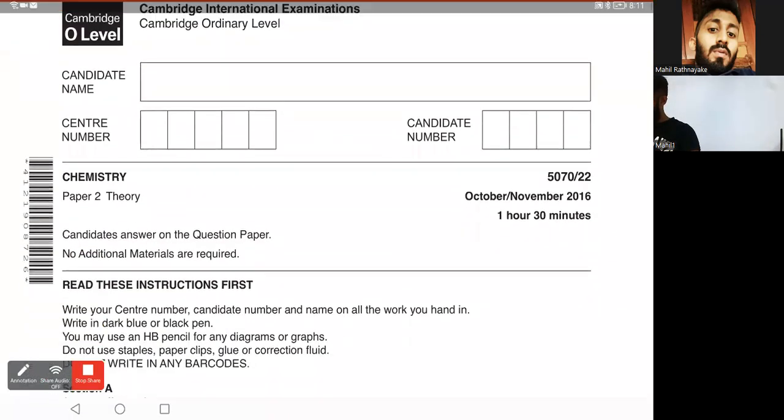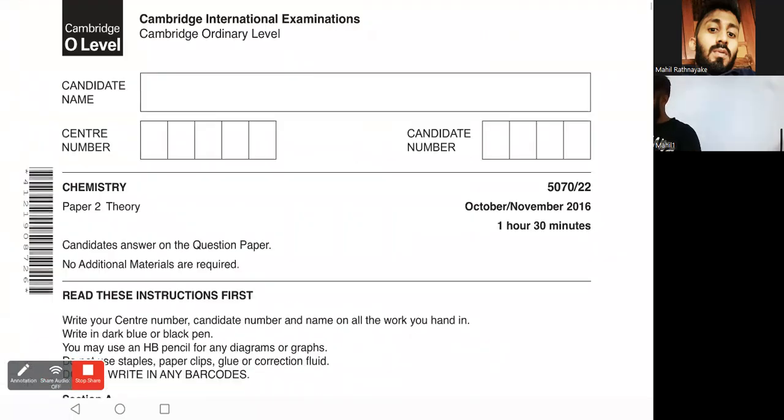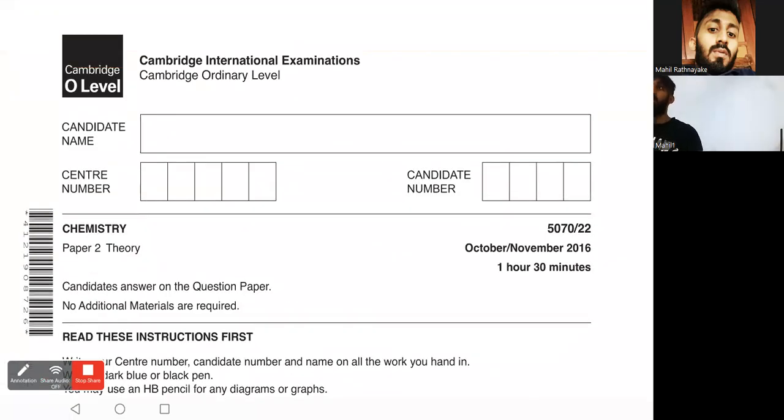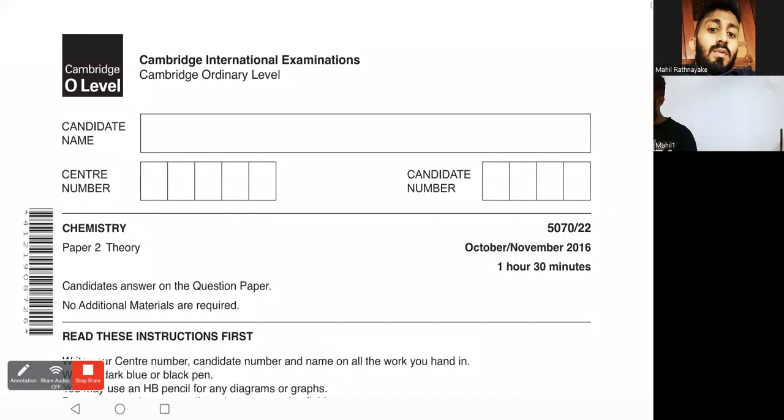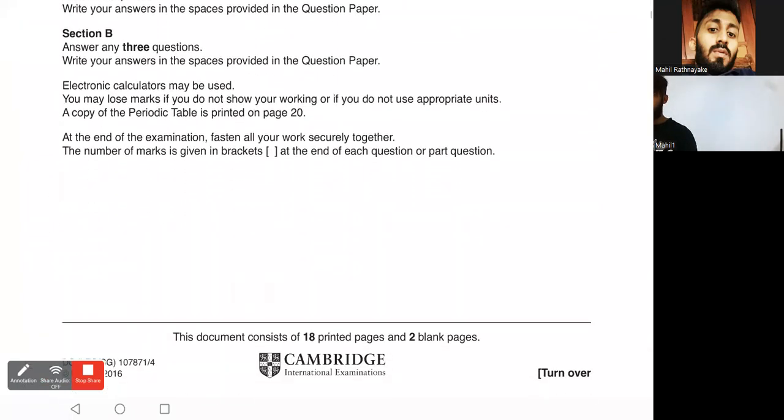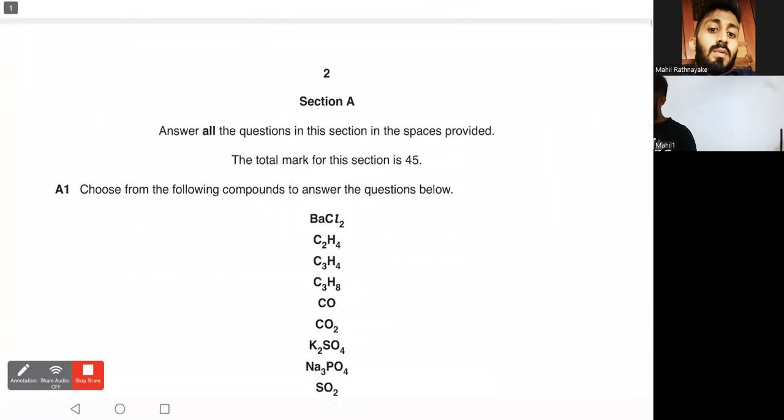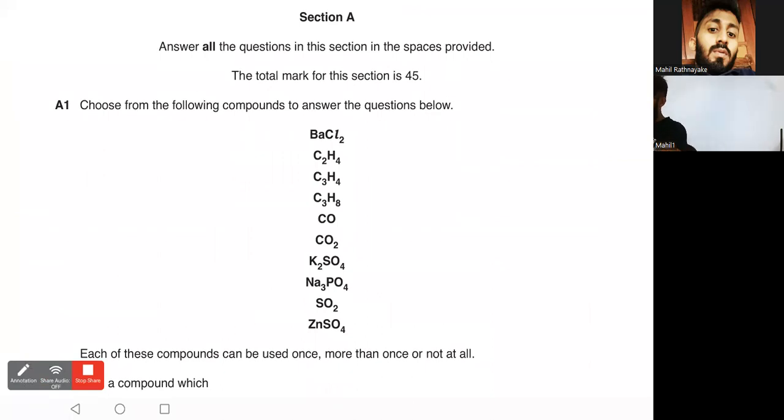Okay. So Mahil, listen. 2016 October November paper 2-2. Write all the necessary information when I'm telling. Take your red pen and write everything.